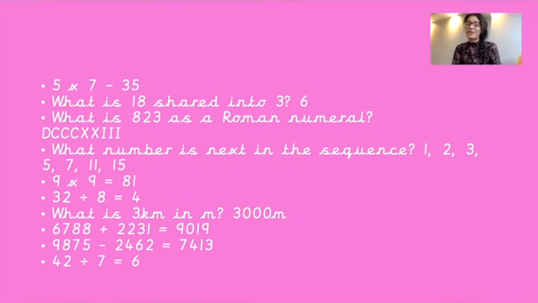6,788 plus 2,231 equals 9,019. 9,875 take away 2,462 equals 7,413. 42 divided by 7 equals 6.